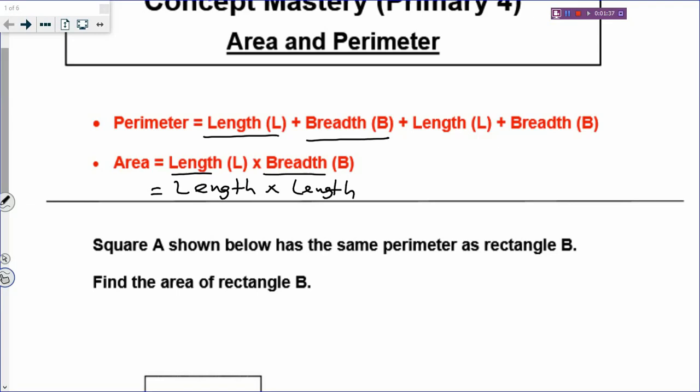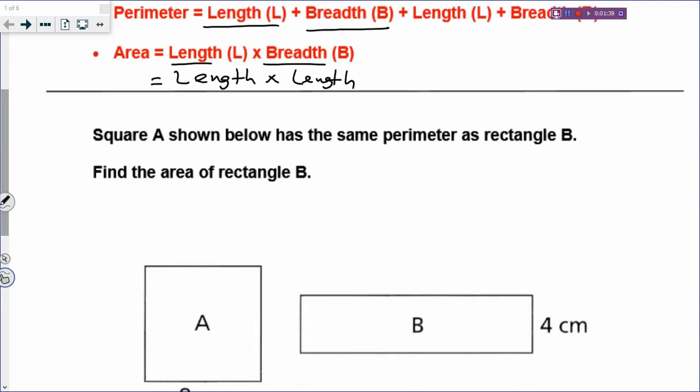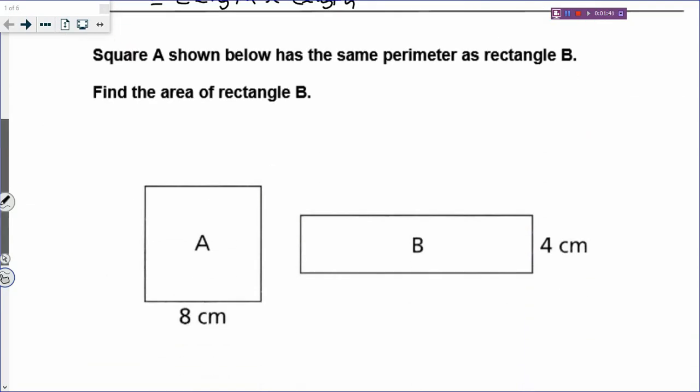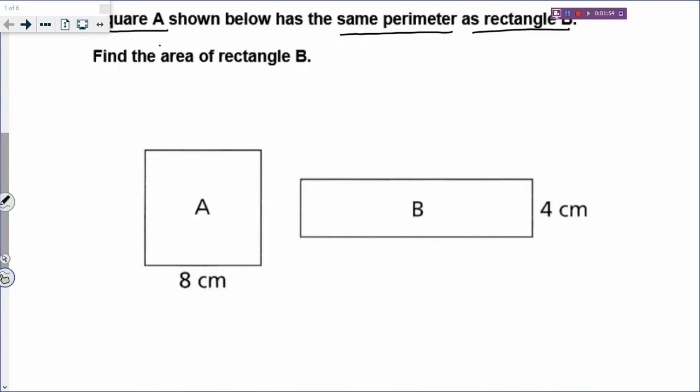Okay, so let's use all that we have learned to solve simple problems. Square A below has the same parameter as rectangle B. So square and rectangle, same parameter. So what do you know about squares? Very important. People make a lot of mistakes for this kind of question, because they forget the formulas, they forget how to find parameter, how to find area, and so we will run through some of the common mistakes that you will see later, and then avoid those mistakes.